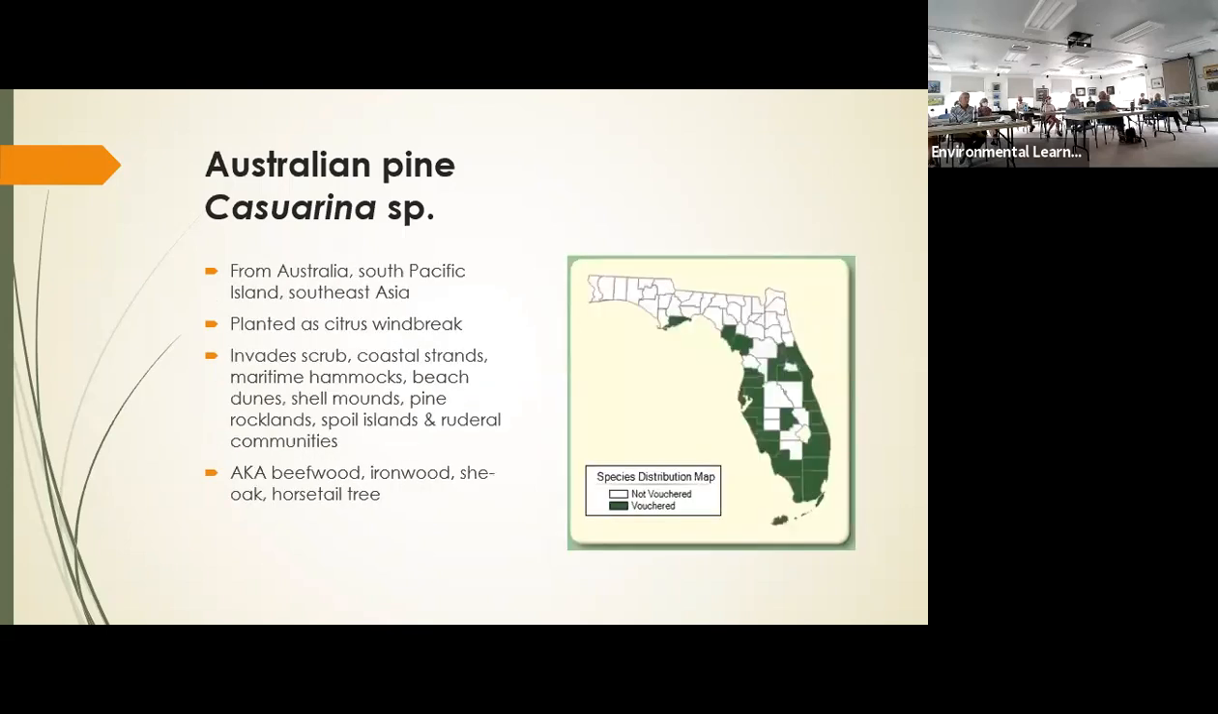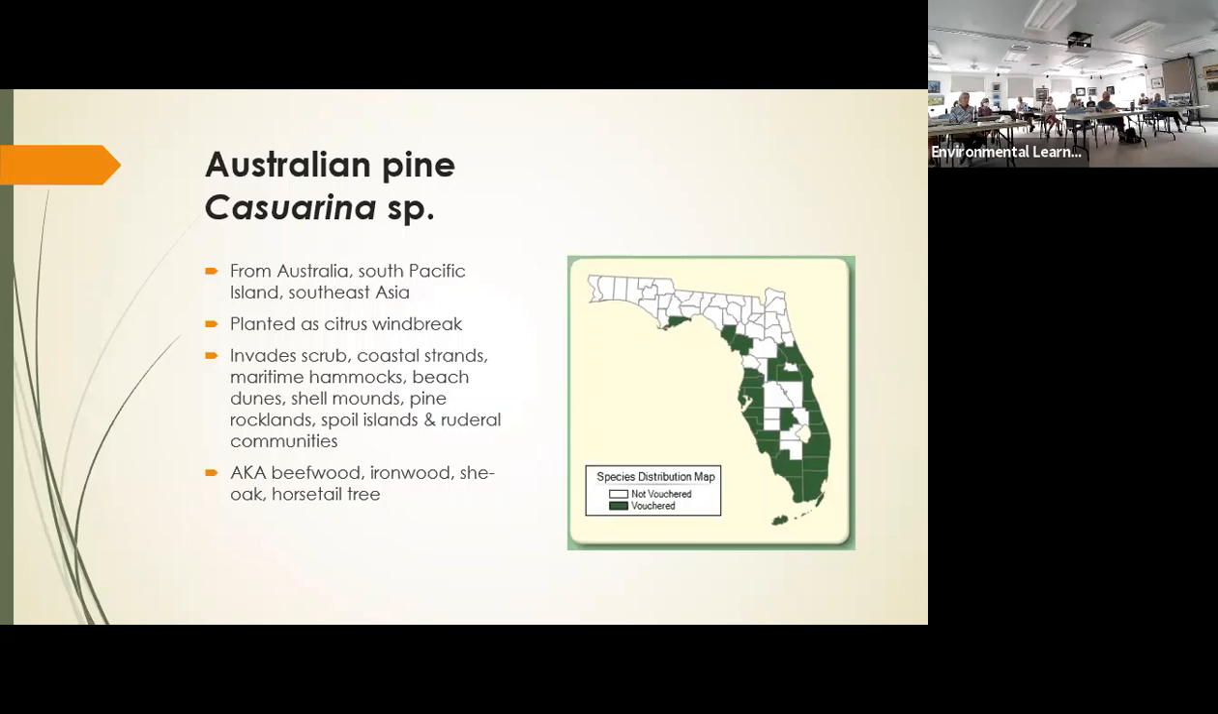And so how did this get to be so prevalent in our part of the state? It was brought as a citrus windbreak. It grew fast and it deterred the wind around citrus groves. Citrus growers are experimenting now, the ones that we still have, with southern red cedar, and some eucalyptus trees to create windbreaks for that important agricultural industry. Beefwood, ironwood, she oak, and horsetail tree are some other names for what you do not want in your yard.